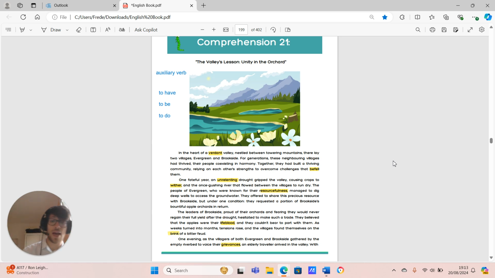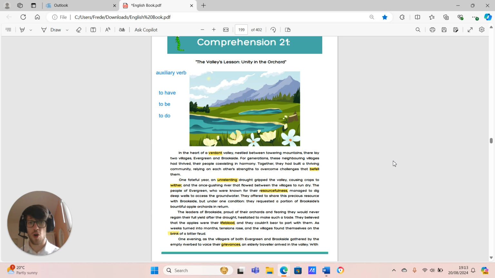One fateful year, an unrelenting, unending, unceasing, right? Doesn't give up. An unrelenting drought gripped the valley, causing crops to wither. If something withers, it becomes dry, it becomes shriveled. We see it with plants, especially in the summertime, right? And the once gushing river that flowed between the villages to run dry.